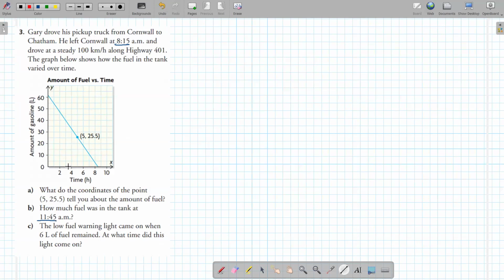So this is going to be an approximation because the graph is not super clear, but it's probably going to be like 36, 37 liters, right? Depending, looking at it from that graph.